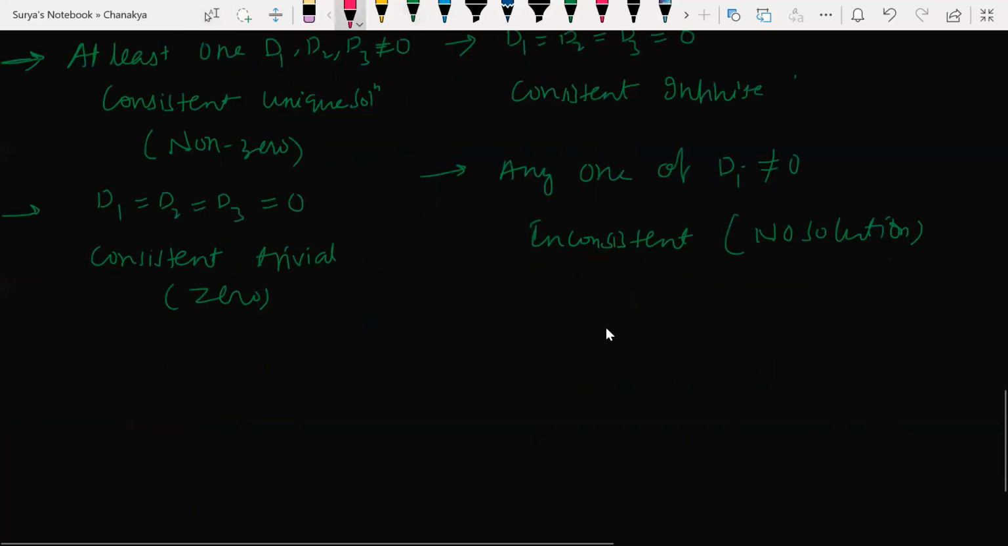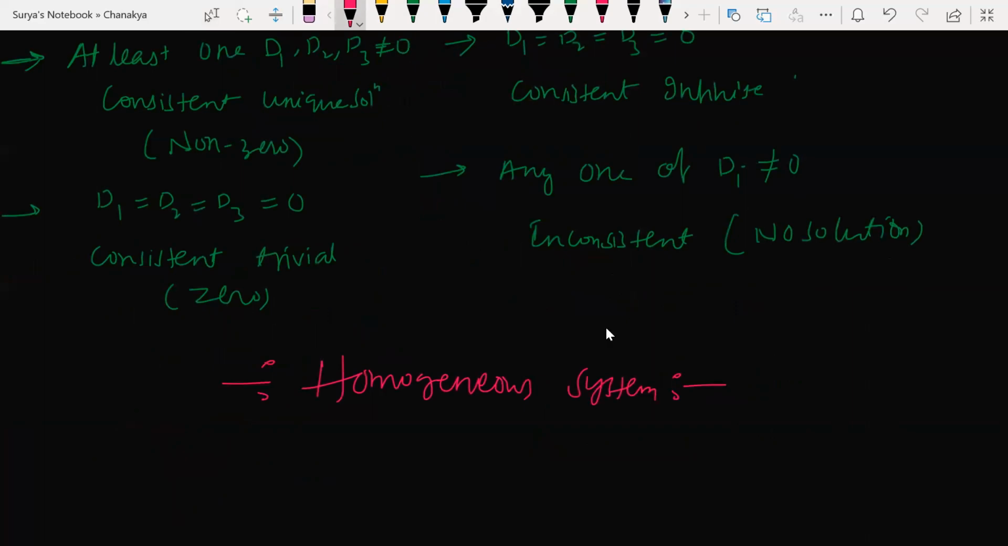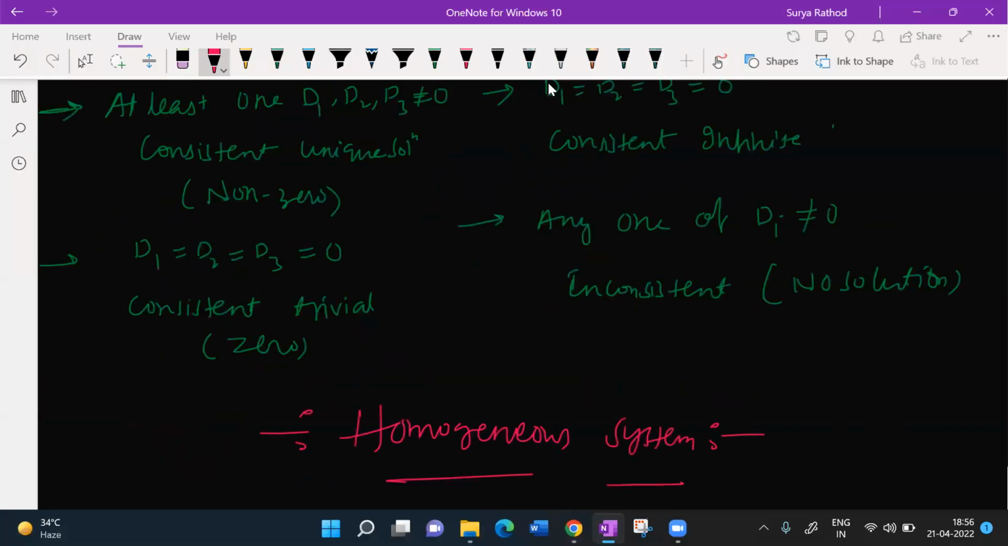This is what Cramer's rule is all about. The homogeneous system. Let's talk about homogeneous. Guys, you already learned this, I'm just revising it. The motto of this class is solving previous year questions, solving as many questions as possible.